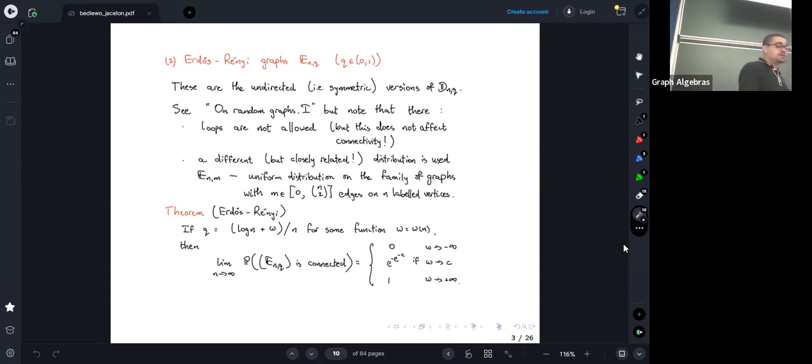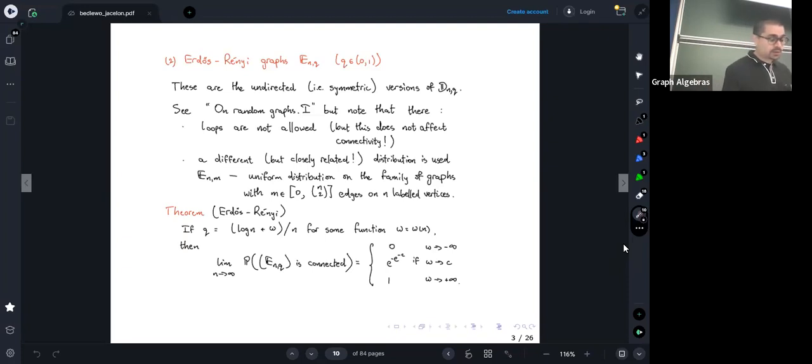On the flip side of this, if omega is going down to minus infinity, then with probability 1 as n goes to infinity, you get something that's almost never connected. And in between, if omega goes to some constant c, then the connectivity probability is e to the minus e to the minus c. I'm not going to get into how to prove this. Throughout the talk, I'm going to be telling you about various incredible results from random graph theory and random matrix theory that most of the time we're just going to treat as a bit of magic as far as we're concerned. Here's one bit of magic.